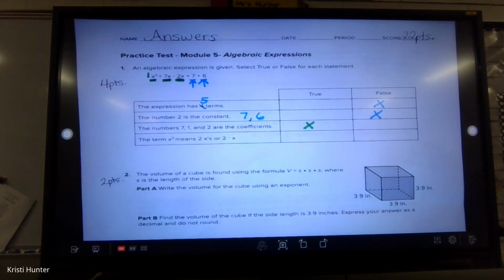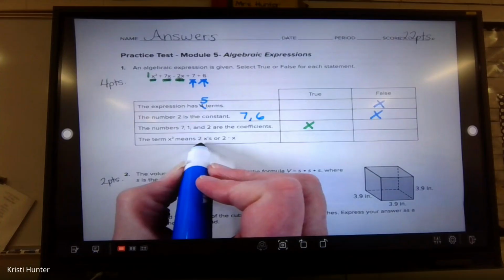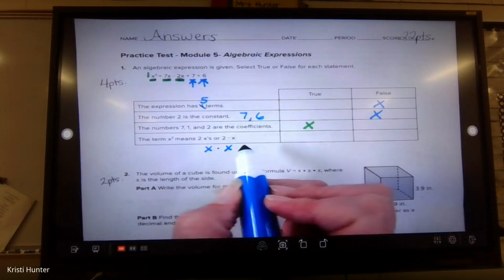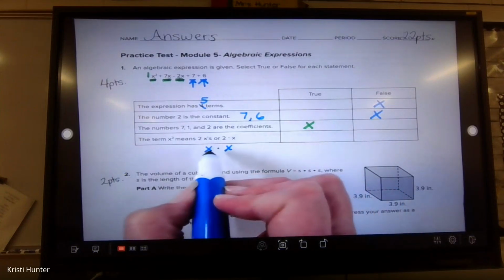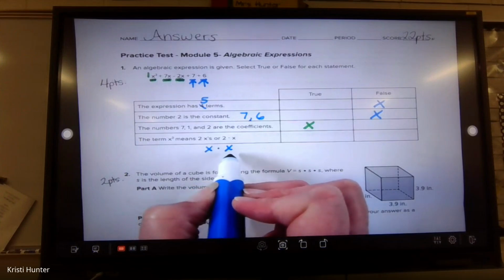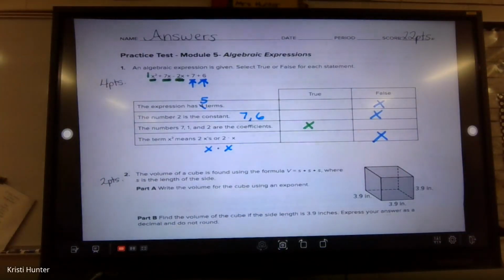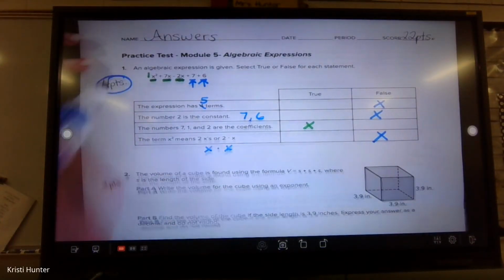And the last statement, the term x squared means 2 x's or 2 times x. Well, it does mean 2 x's, but it does not mean 2 times x. It means x times x. So that is false. Again, this is a 4-point question.